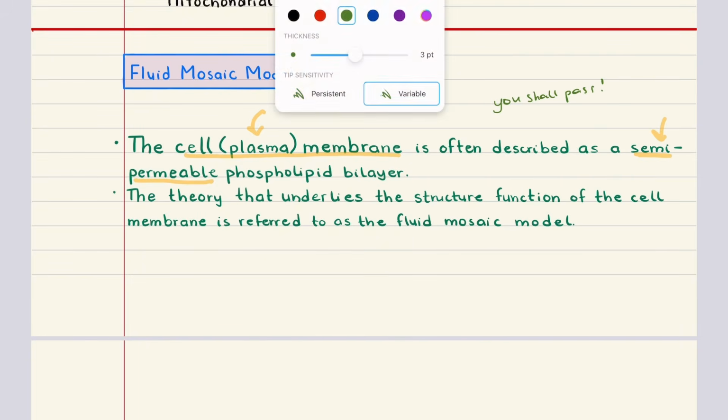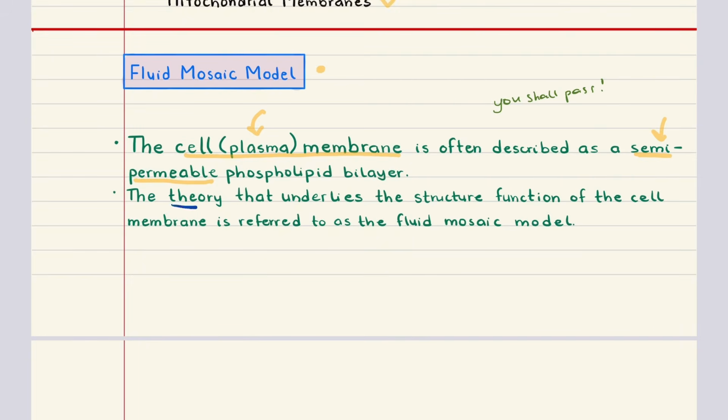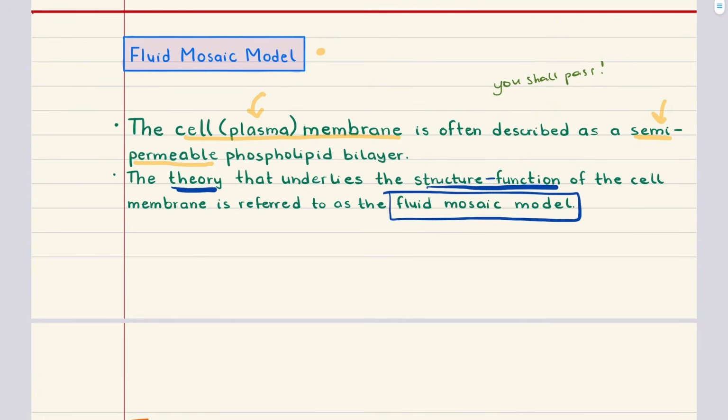The fluid mosaic model is the theory that explains the structure and function of this membrane. And it tells us that the membrane is not a rigid structure. Instead, it is flexible with lipids and proteins moving within it, almost like a dynamic, constantly shifting landscape.